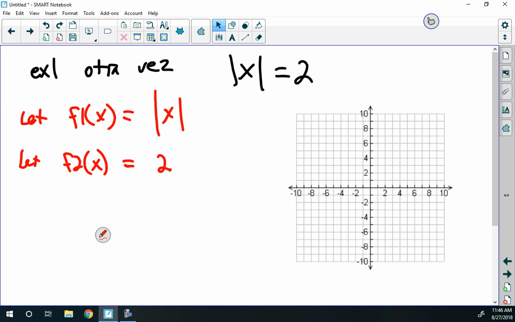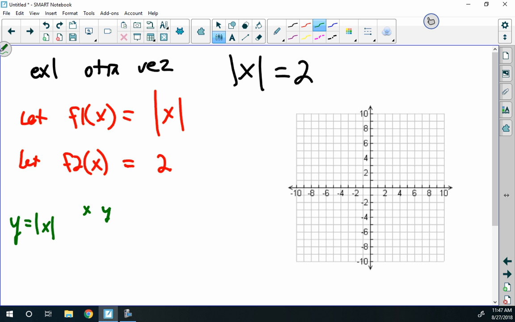Now, we haven't learned about graphing absolute value functions yet in this class. Maybe you recall from last year that if you were to make a table of values and graph y equals the absolute value of x, you'd choose x's and figure out what the y's were, which are the absolute value of x. The absolute value of negative 1 is 1. The absolute value of 0 is 0.